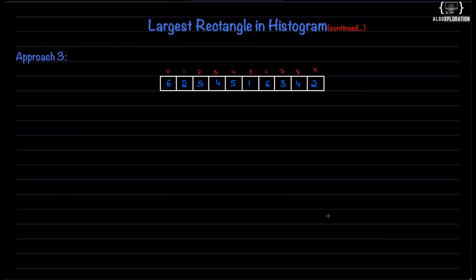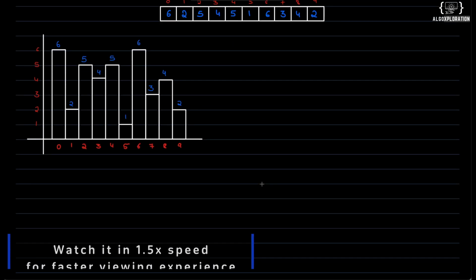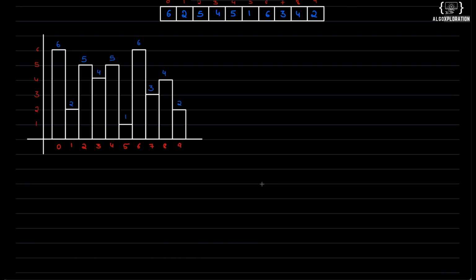Now I'm taking the same example. Let me convert it into the histogram. Now we will be finding the next smaller element and the previous smaller element on the fly. So I will be traversing from left towards right. Since I'm traversing from left to right, for this element I do know what will be the previous smaller element, which is this, since I'm traversing on the left. So this is one advantage, but how can I find the next smaller element with this approach?